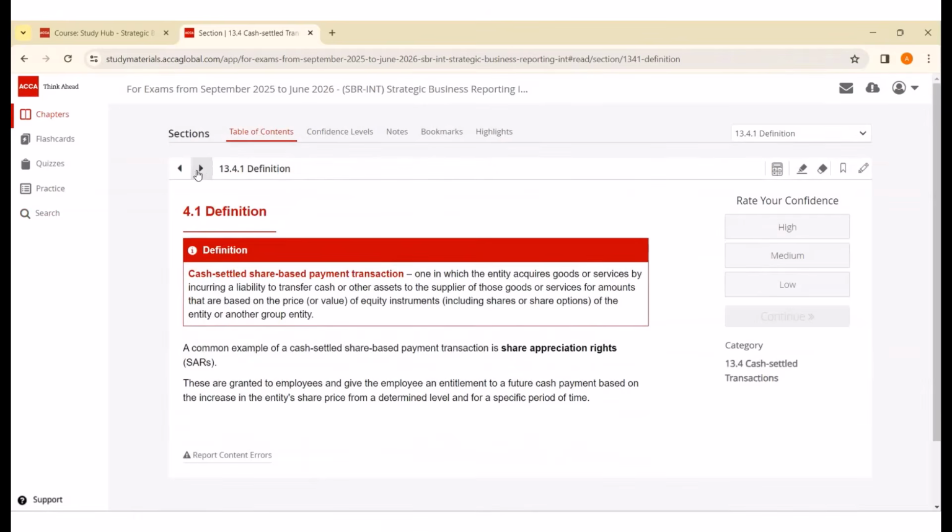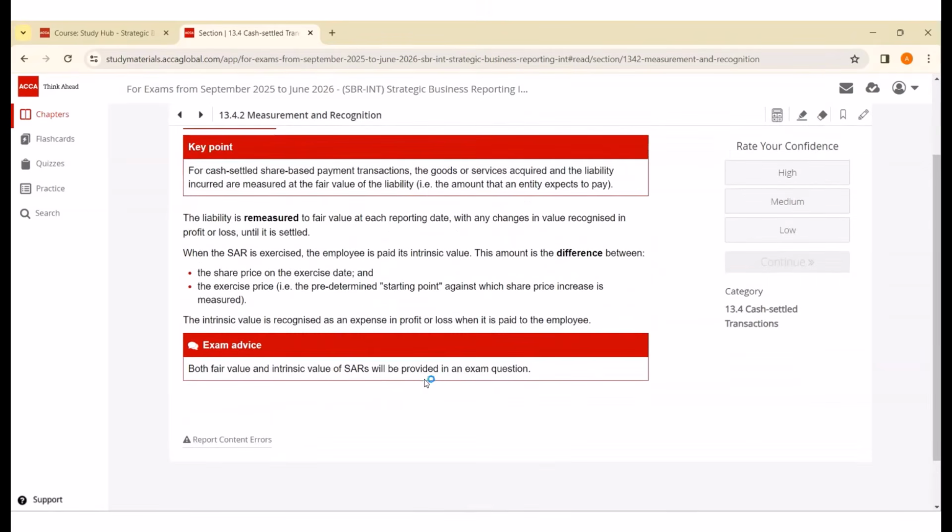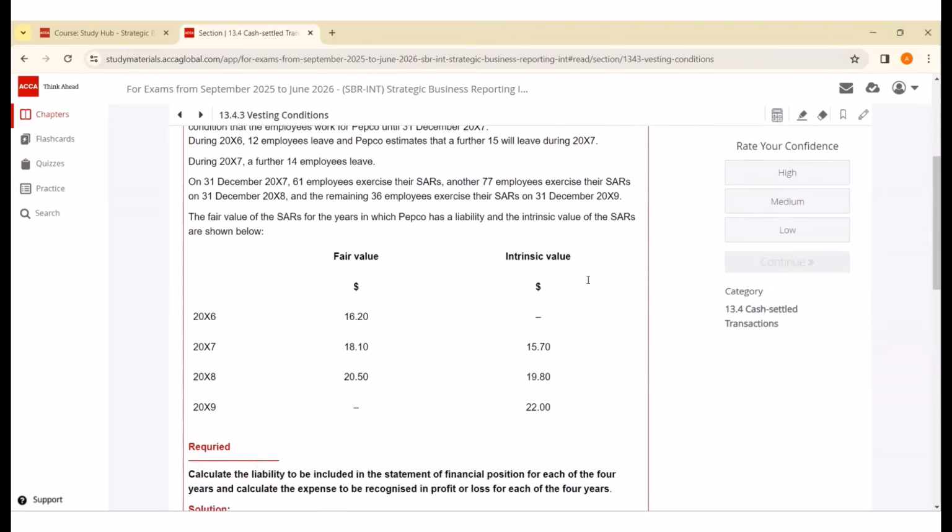Now let's quickly take a look at how cash settled share-based payment transactions are going to look. When your question talks about share appreciation rights, it means that you are supposed to do the calculation for cash settled share-based payment transaction. In this case also, you can read the detail of the measurement criteria, how it is done. We have touched upon it in my video already. Let's see the question which we have at hand.